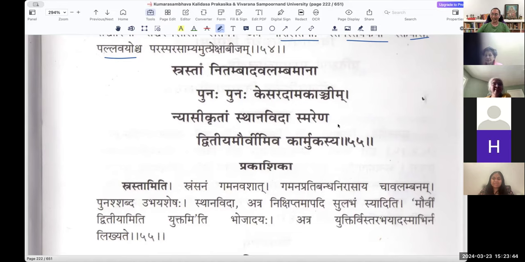Srastam nitambad avalambamana punah punah kesara dama kanchi. Kanchi, she's wearing a hip chain. Srastam nitambad, it's slowly slipping from her, and she keeps pulling it up. It would be so cute to watch those children. Is she not a child? Ambal, he is viewing her as bala.